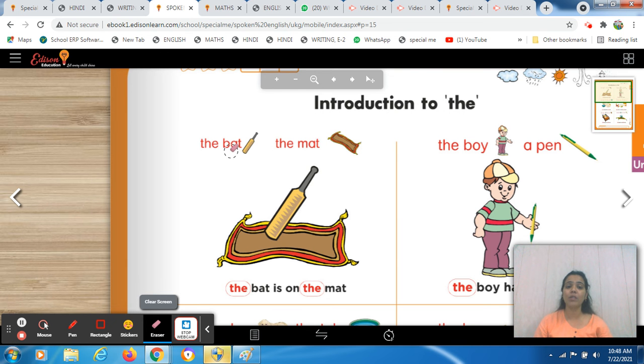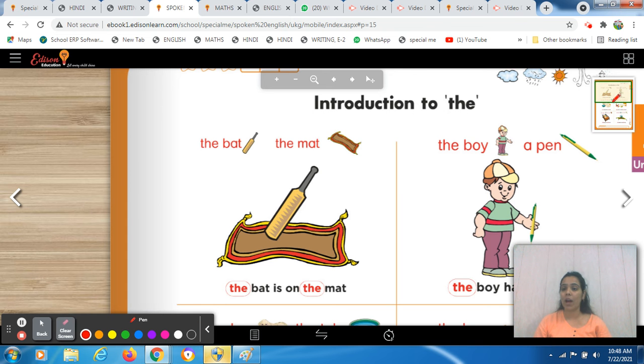So students, as you see over here, the bat, the mat, there are words given to you. Now you will see the enlarged picture. What is there in this picture? The bat is on the mat. Where is the bat? The bat is on the mat. It is above the mat. We use "on" over here. Why? Because see the position of the bat. The bat is on the mat. It is above the mat. That's why we are using "on" over here.